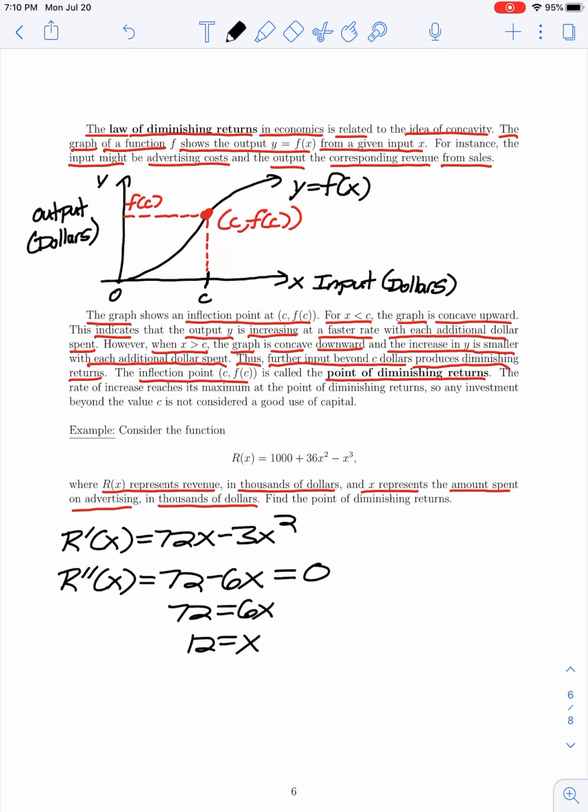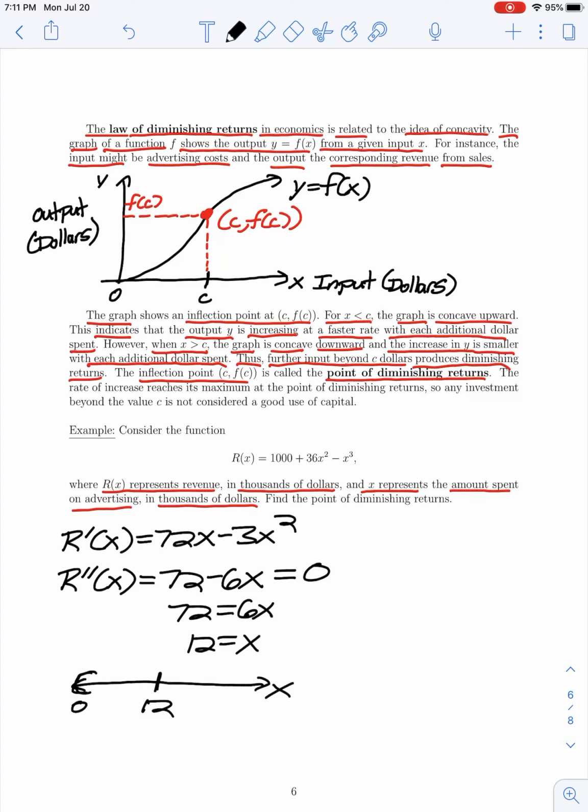Now we need to ensure that we actually change concavity at that point. Remember, just because the second derivative is 0 doesn't necessarily mean that you've changed concavity at that value. So if we consider the domain of this function, if x represents dollars spent, it could not be less than 0, but we could spend infinitely large. And we found that at x equals 12, we had a second derivative of 0.